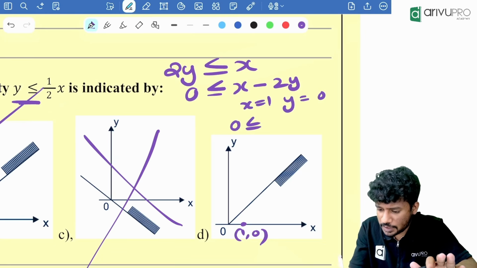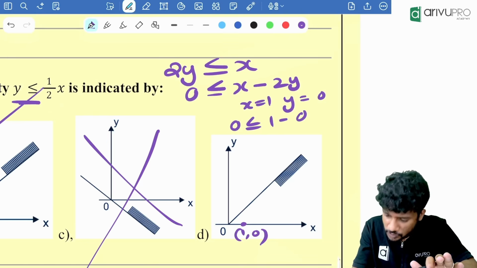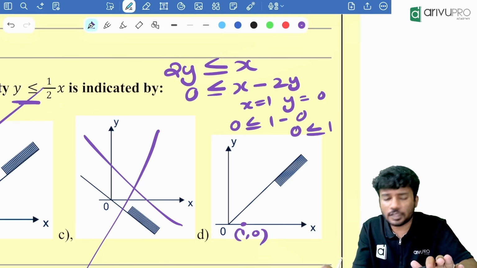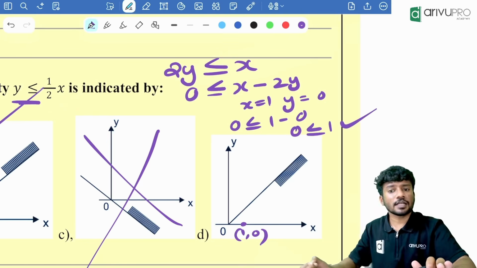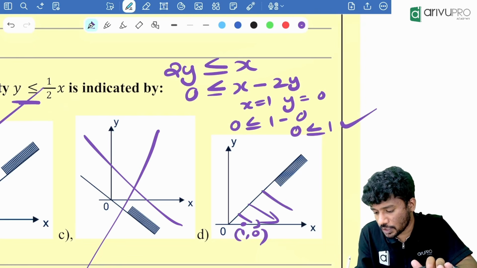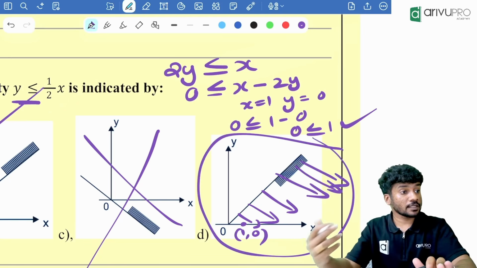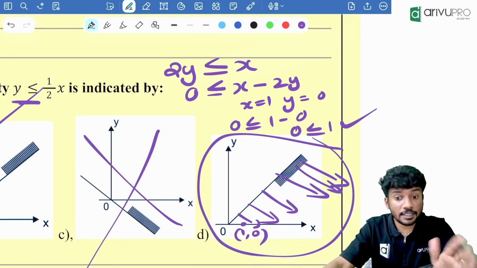That means 0 is less than or equal to 1 minus 2 into 0, which is how much? 0. 0 is less than or equal to 1. That is correct, that is not wrong. That means the graph will be going towards that point. Understood the question? So never expect anything with respect to greater than sign and less than sign.